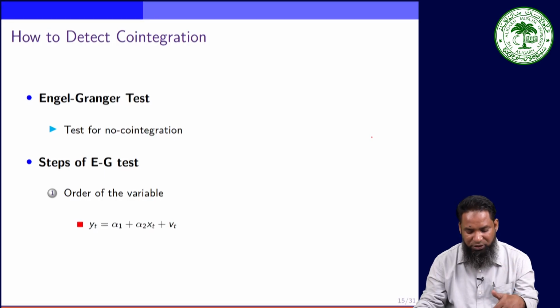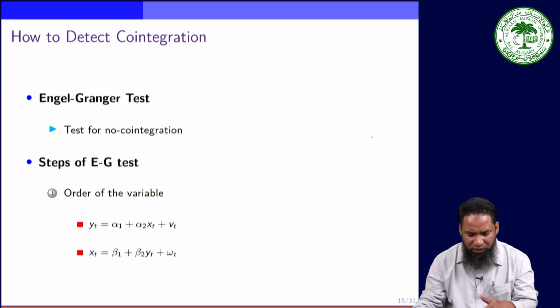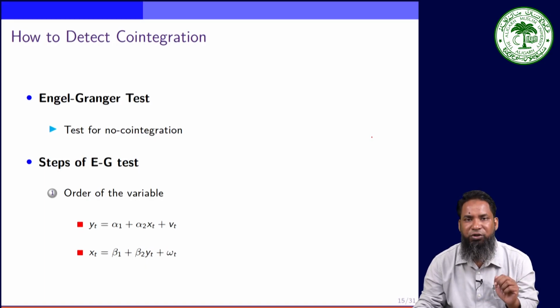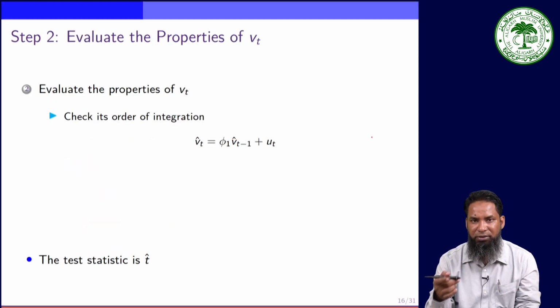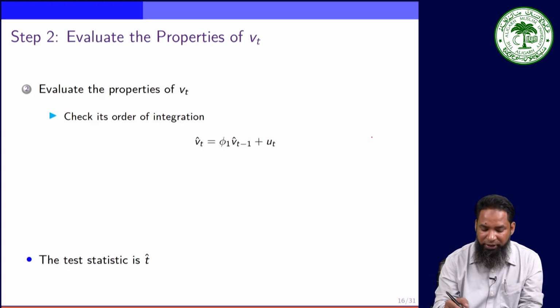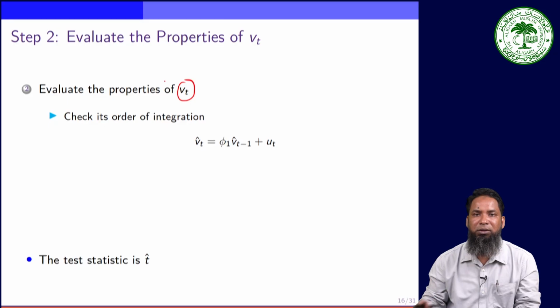So let us say we are assuming yt equals alpha 1 plus alpha 2 xt plus nu t. So here we are assuming yt works as the dependent and xt is the independent. This is the order of the variables. Or we can have xt as the dependent and yt as the independent. Let's assume the first equation as the order of the variables. Then the next step is that we estimate that particular equation, then evaluate the property of the estimated residuals.